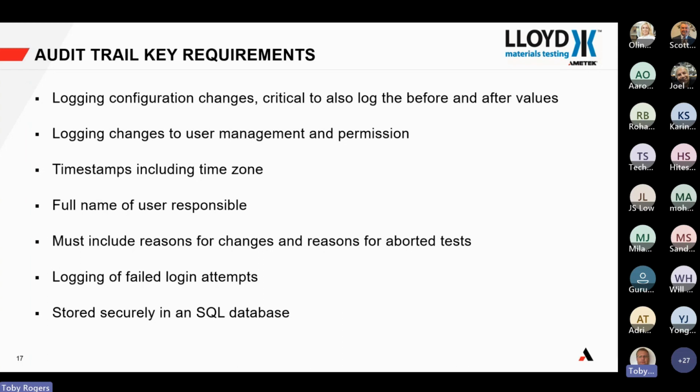So we want to log changes to user management and permissions. So if we add and remove users or change permissions, this should be in the audit trail. The timestamps in the modern world need to include the time zone. The full name of the user responsible should be logged. That is effectively the electronic signature. There must be reasons for changes and reasons for aborted tests, for instance. Also critical that any failed login attempts should be logged in the database.